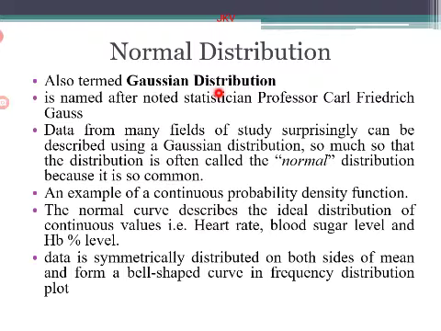So now they started calling it the most normal distribution or most common distribution, so we can call it normal distribution. That's how this particular name normal distribution came. Originally it can be called as Gaussian distribution.